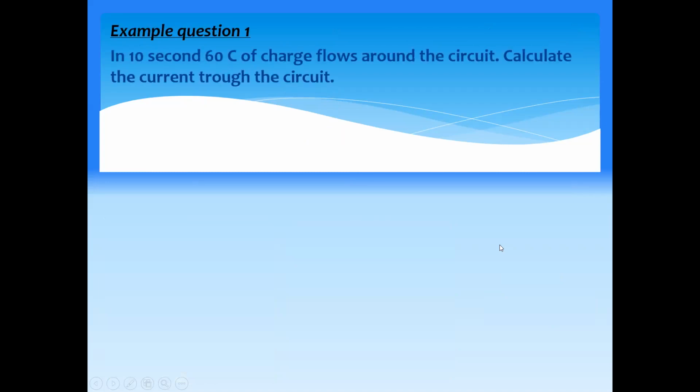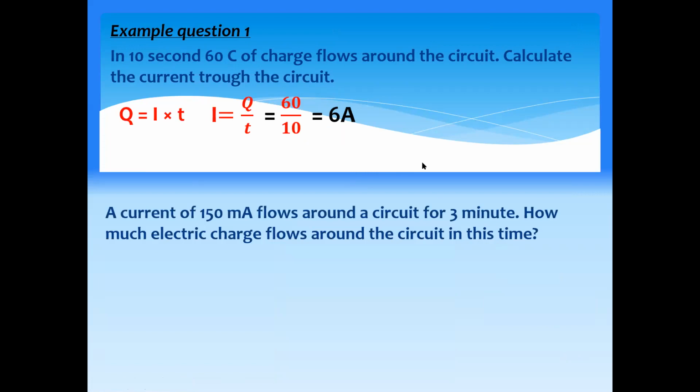Calculate the current. What is the current if 60 coulomb of the charge flow in 10 seconds? What is the current? Because the current is charge divided by time, so 60 divided by 10, that's equal to 6 ampere.